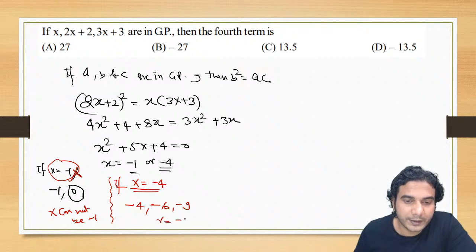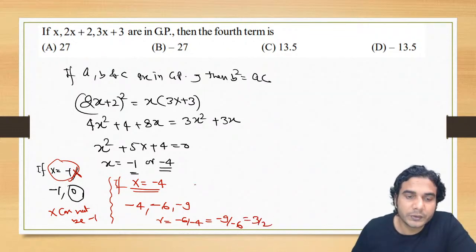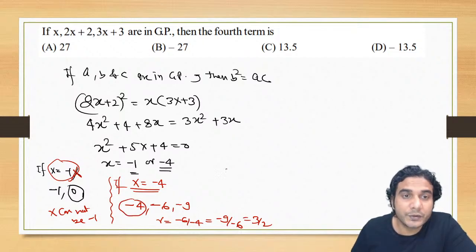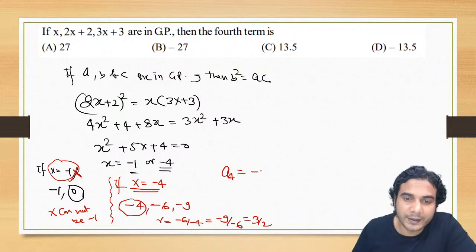So common ratio is -6 upon -4 or -9 upon -6. Check it. They should be the same. So yes, it is 3 by 2. Then this is also 3 by 2. So common ratio is nothing but 3 by 2. So you got the common ratio. This is your first term. So you need to write which term? Fourth term. So A4 is equal to the first term, which is -4, into common ratio raised to 3.